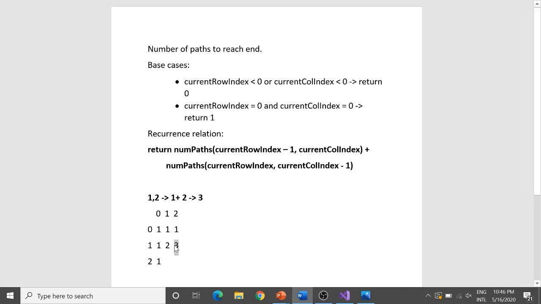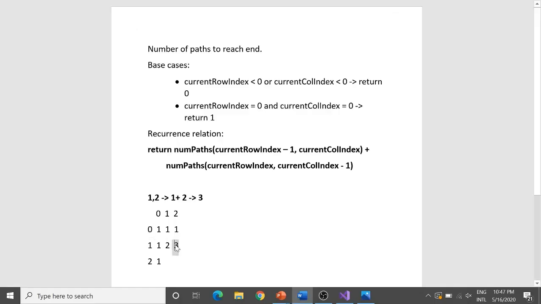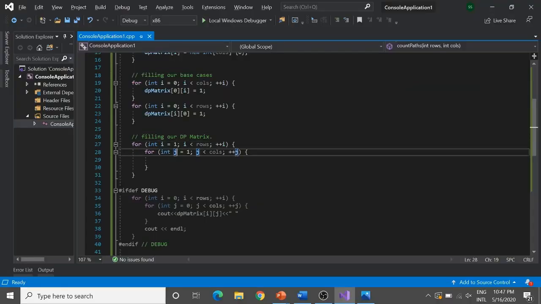And what does this 3 signify? This 3 signifies that the total number of paths to reach 1 comma 2 from 0 comma 0, or from the source, is 3. So I need to reach 1 comma 2. I can reach either this way, 0,0, 0,1, 0,2, 1,2, or this way, or this way. So there are 3 paths: 1, 2 and 3, and hence this 3 signifies this thing. So I think now we know how to populate the leftover cells in our DP matrix. So I think we should move on to that.